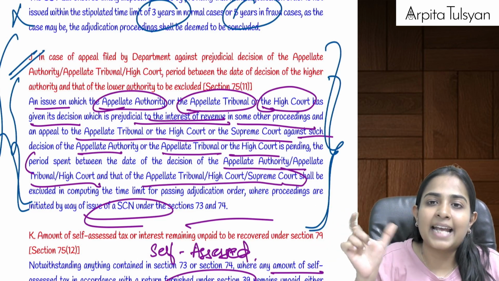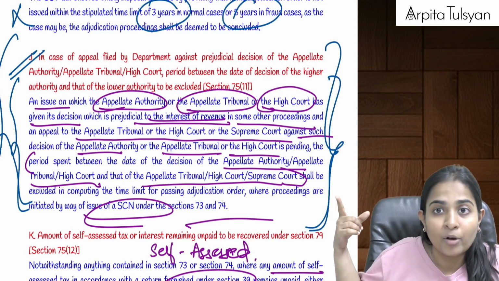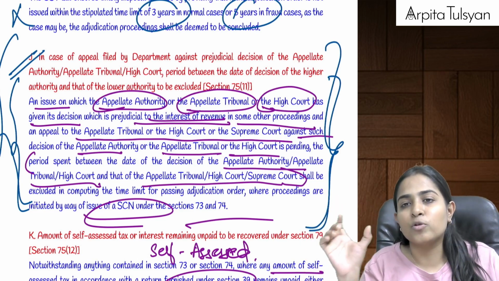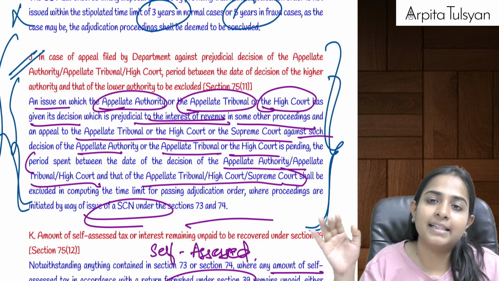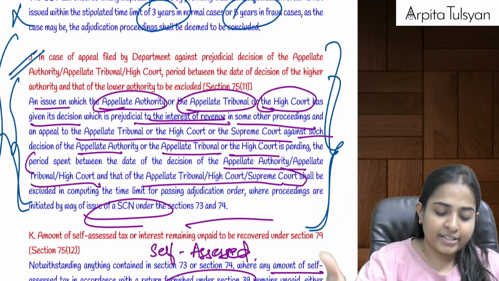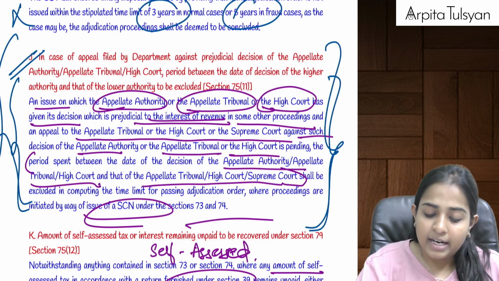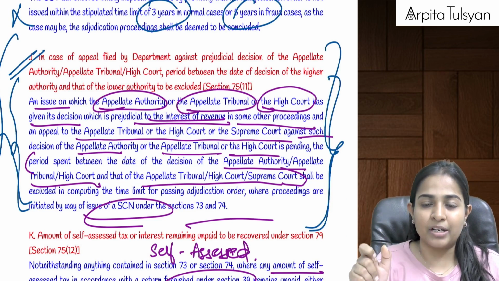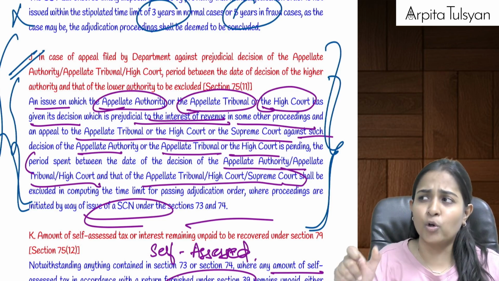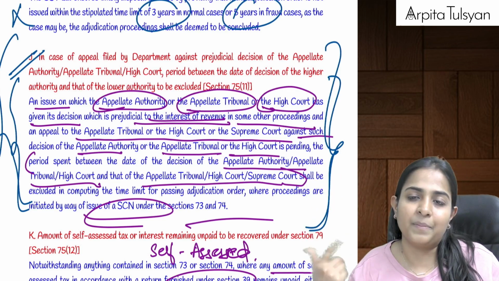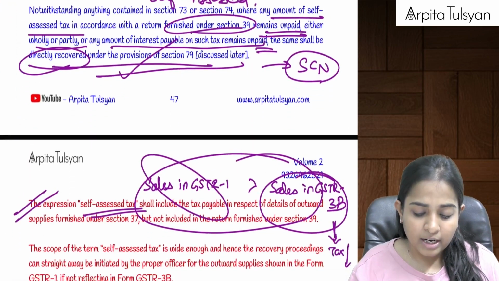Because my proceedings cannot be done till the time the appellate authority gives their decision. So whatever is the time period, my proceedings are dependent upon that appeal outcome. Till those appeal outcomes are finalized, whatever time is wasted in my proceedings, that extra time period will be available to the department. So whatever is the time period between the date of decision of the lower authority and the date of decision of the higher appeal authority, that much extra time I am going to get.